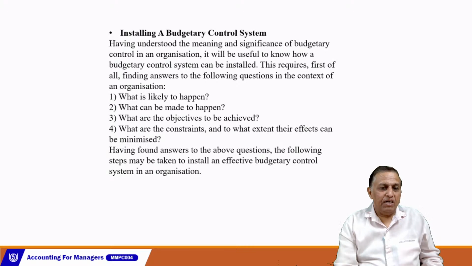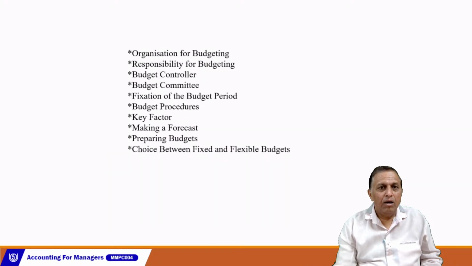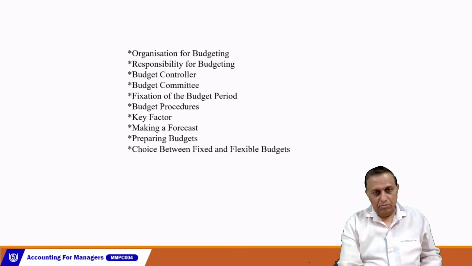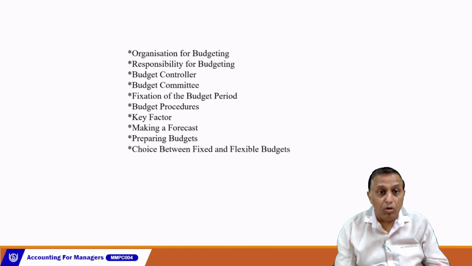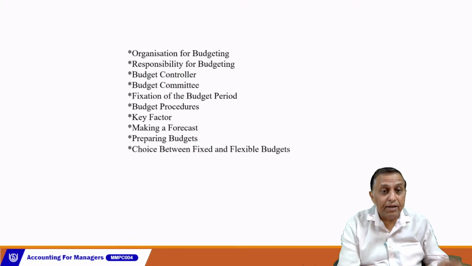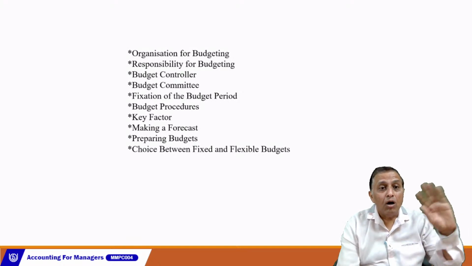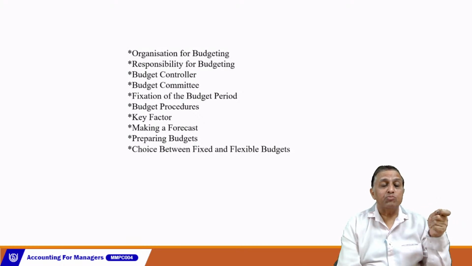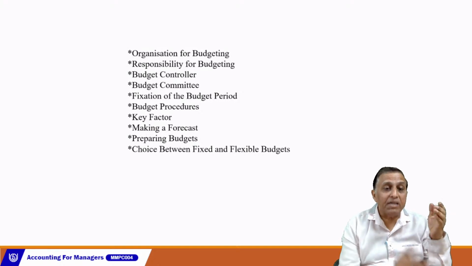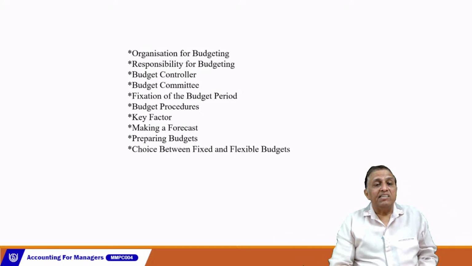So if you have the answers to all these questions, the following steps may be taken to install an effective budgetary control system in an organization. Organization for budgeting: you need to know which organization you are budgeting for. You have to fix the responsibility for budgeting also, whether it is section, unit, divisional, or the overall responsibility of the budgeting. Yes, the CEO would have the responsibility for the entire organization, but again, these are decentralized at different levels.